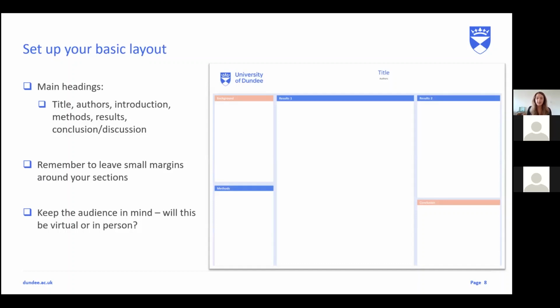Keep the audience in mind at every stage of this. Is this going to be in person or is it going to be virtual? If it's in person, it's going to be probably blown up to A1 size. So you might be able to get a little bit more detail on there. If it's virtual, remember that some viewers will only be looking at it on one screen. So you do need to make sure the poster is readable from that distance.